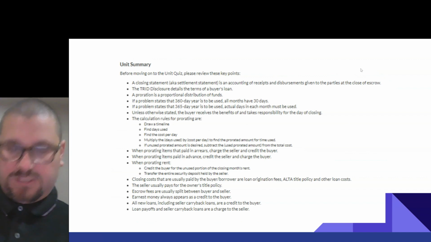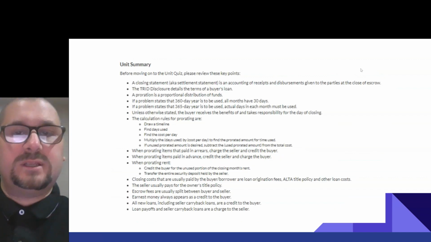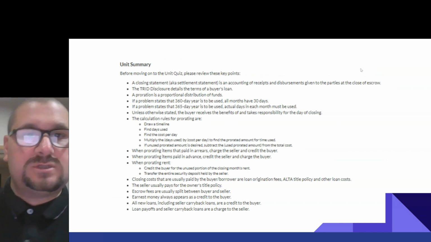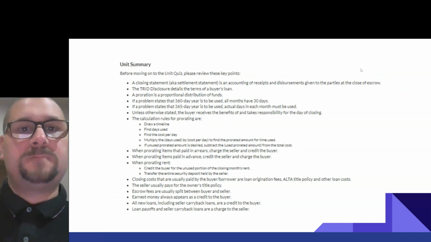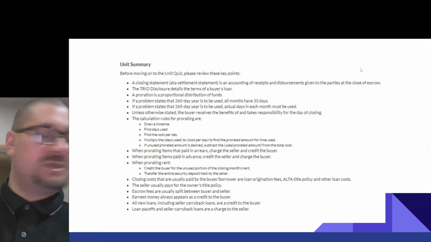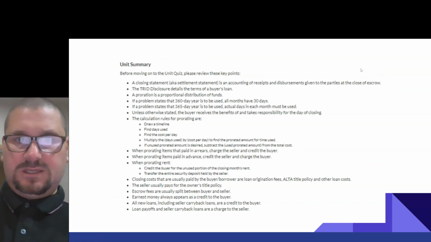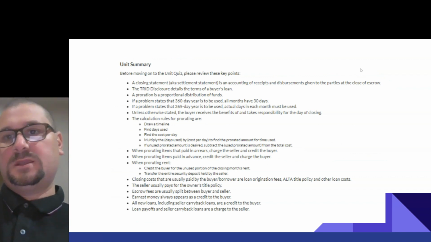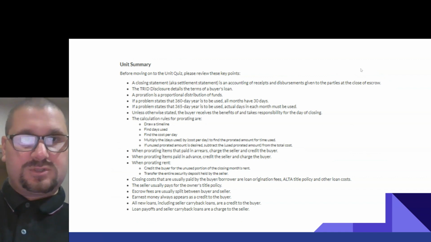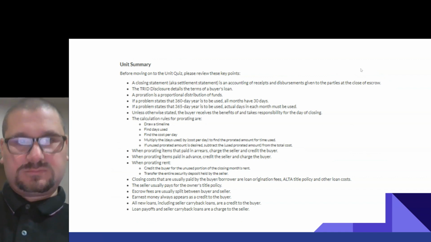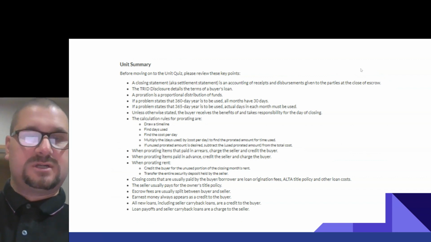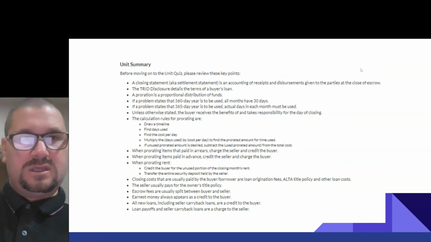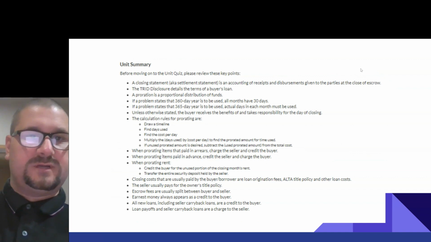All right, so for the unit summary, these are the key points. Closing statement, aka settlement statement. So the settlement statement is the same as the closing statement. It is an accounting of receipts and disbursements given to the parties at the close of escrow. The TRID disclosure details the terms of a buyer's loan. A proration is a proportional distribution of funds.